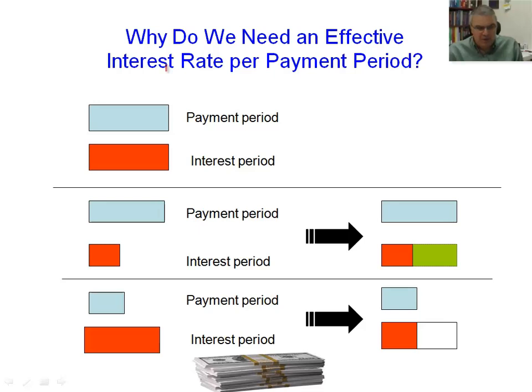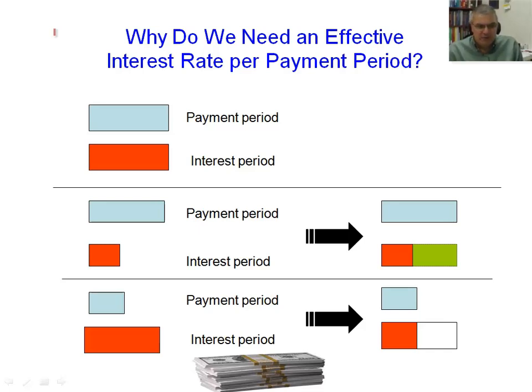You might have already thought about this, and you may already have the answer, but why do we really need an effective interest rate per payment period? The first thing that comes to your mind is, yeah, because the banks would like to charge more money. Well, that's one answer. I don't want to discuss that particular answer, but let's take a look at the differences between the payment period and interest period if they are not the same. If they're the same, the problem is really solved.